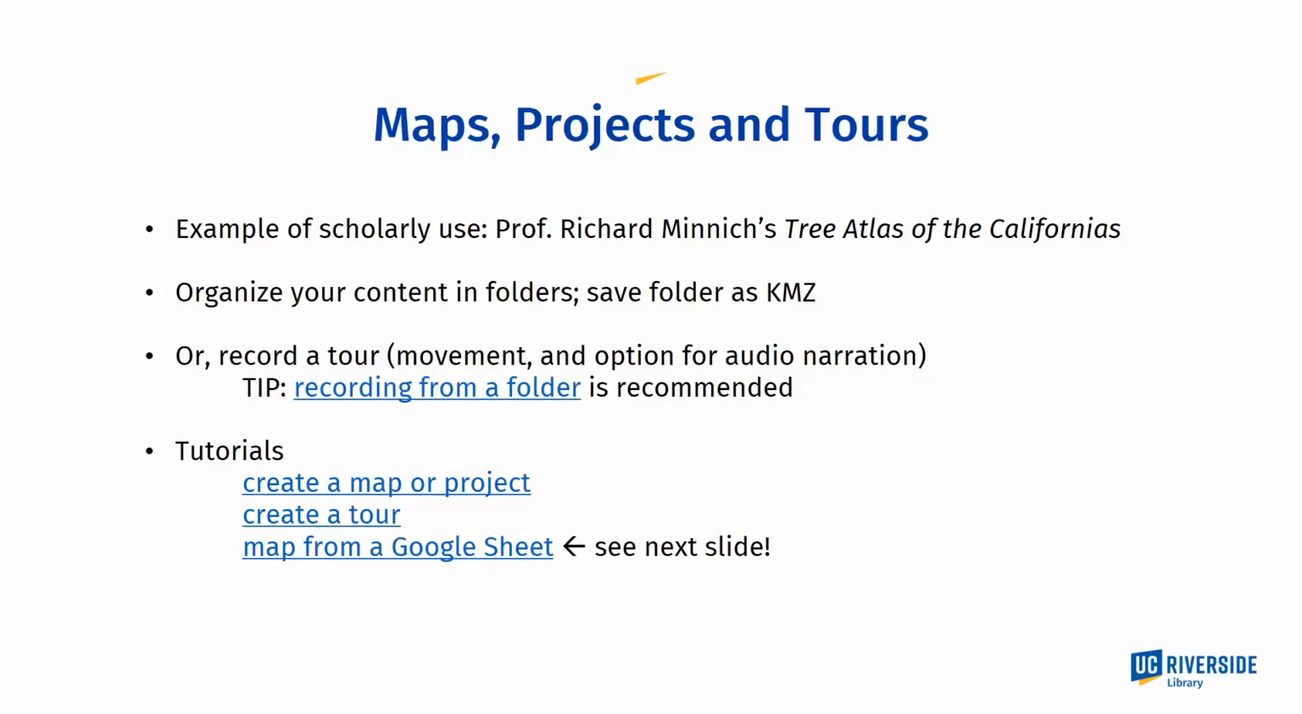So this is kind of a slide that collects several different ideas. And I did want to mention that I do have a really good example of scholarly use of Google Earth Pro. Another professor in earth sciences, Rich Minnick, recently completed mapping, I think it's over 60 tree species in California, one layer at a time, creating a KMZ for each layer of tree. And this is going to be a great resource for lots of people. And he did it all using Google Earth Pro.